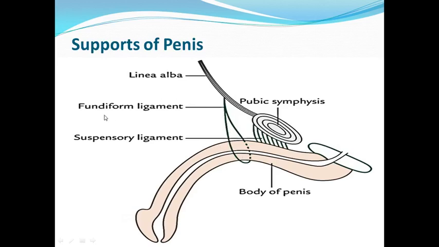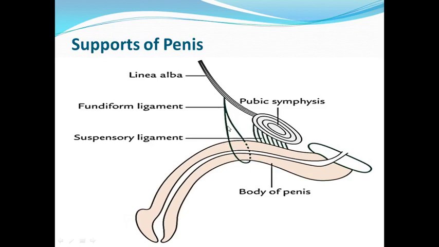The one is the fundiform ligament. This one is the fundiform ligament, which extends downwards from the linea alba. You can trace it in this figure. The fundiform ligament extends downwards from the linea alba and splits to enclose the body of the penis.